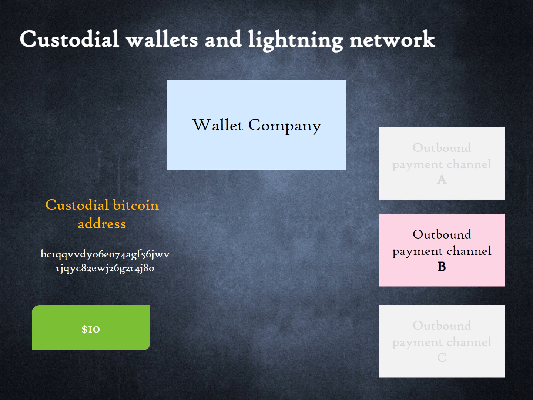As discussed earlier, the wallet company may not have a direct channel with the merchant. Algorithms help it select the channel with the fastest route to the merchant. Since the wallet is a custodial one, the wallet company can prevent me from withdrawing more than $9.50 from the custodial address. There is no risk that I can double spend the 50 cents.